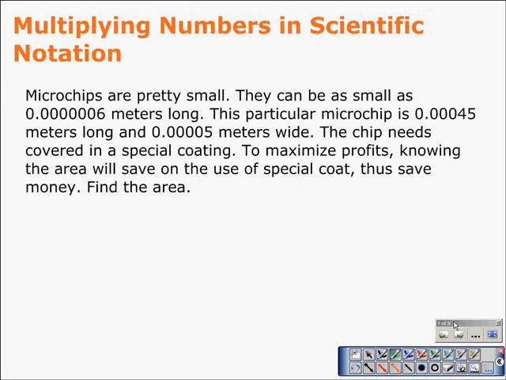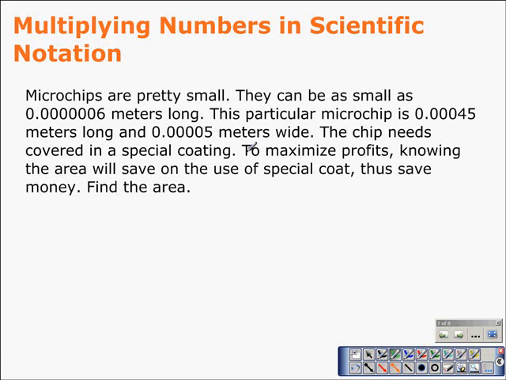Multiplying numbers in scientific notation. It says microchips are pretty small. They can be as small as 0.000006 meters long. The particular microchip we're going to be working with is 0.00045 meters long and 0.00005 meters wide. The chip needs to be covered in a special coating. To maximize the profits, knowing the area will save on the use of the special coat, thus save money.